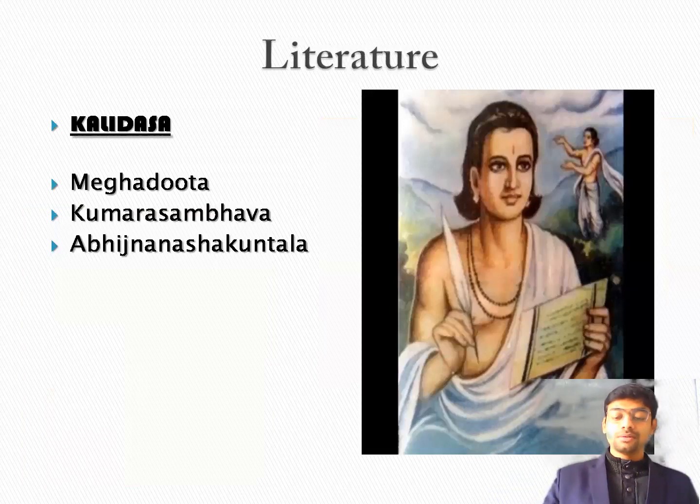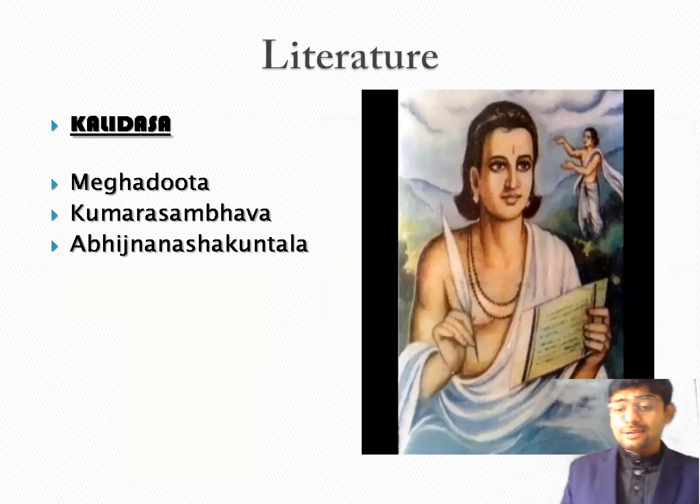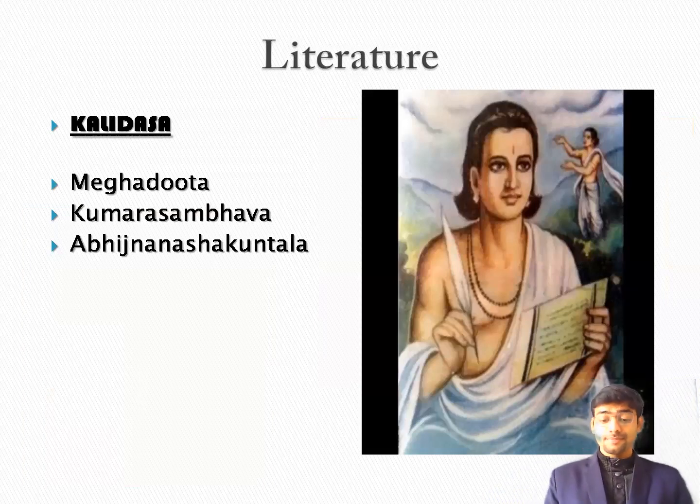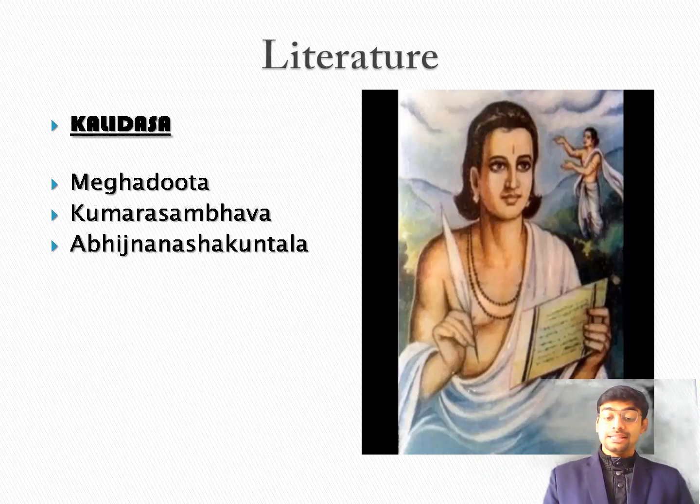Now we will be talking about literature. Here you can see the picture of Kalidasa. Some of the greatest works of Sanskrit literature were composed during the Gupta period. The Gupta rulers were themselves great rulers and patrons of learning. The greatest gem of Chandragupta Vikramaditya's court was Kalidasa. He produced famous works like Meghaduta, Kumarasambhava, and Abhijnana Shakuntalam.